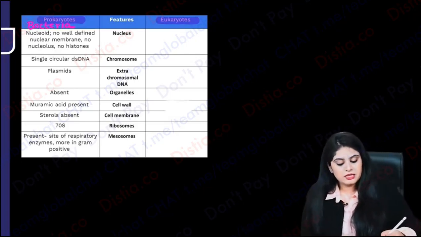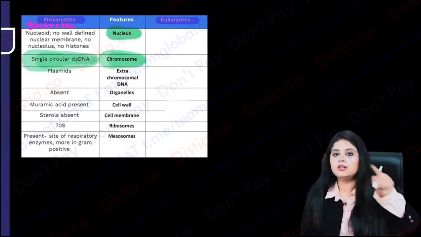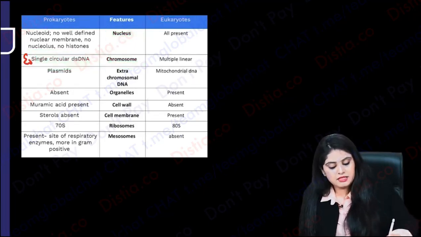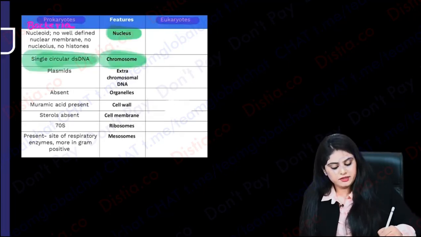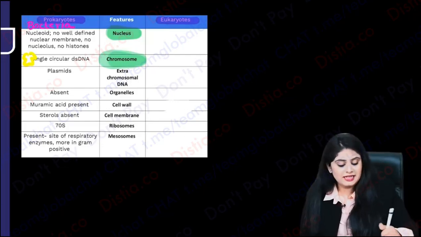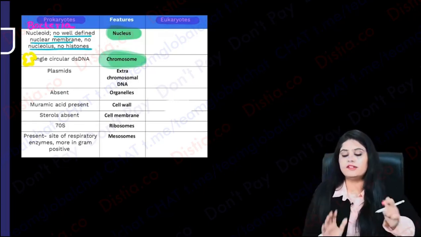So let me ask you, did you have a proper nucleus? You'll say, no ma'am, there was just some weird single circular double-stranded DNA. That is what you had made for us. We had a very weird DNA like this, right? So over here, we'll first see this. This means there is no proper nucleus. We don't have a proper nuclear membrane or nucleolus or histones. This is not like what happens in humans.